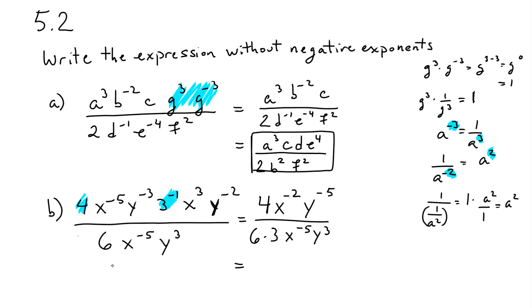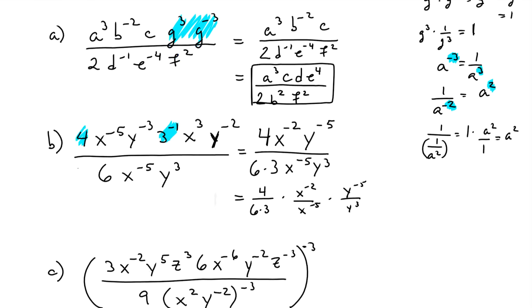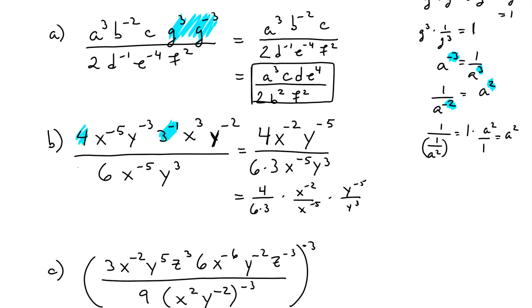There are different things I could do here. Maybe the easiest thing is to group like terms. So I'm going to do things slowly here. I've got 4 over 6 times 3, x to the minus 2 over x to the minus 5, and y to the minus 5 over y cubed. So I'm going to pair those up and simplify. I hope I'm not going to run out of space. Here we go.